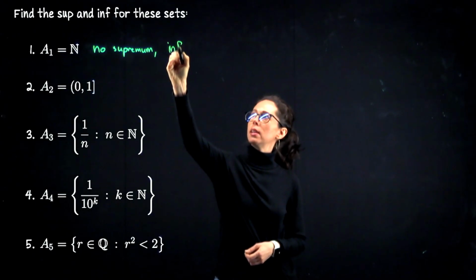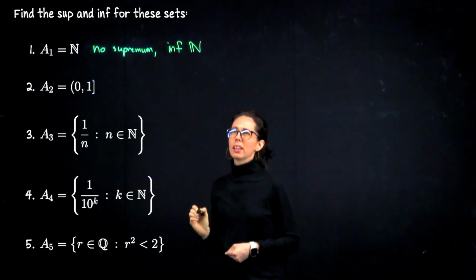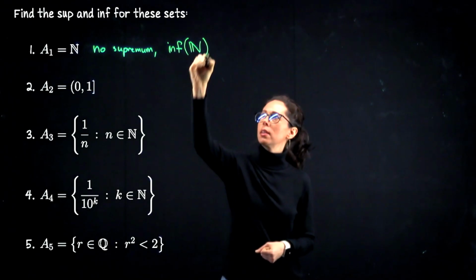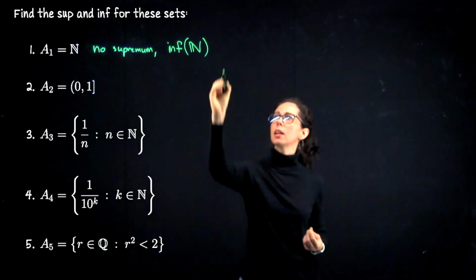I will write inf of the set of natural numbers. Looks a little weird to me. I'm going to put it in parentheses. What I wrote was fine, but this is also fine. The infimum of the set of natural numbers is the number 1.